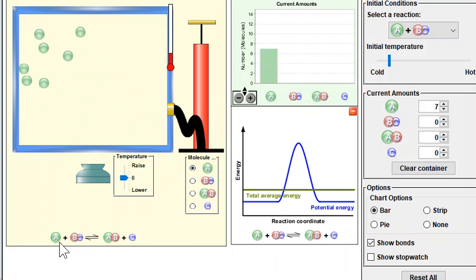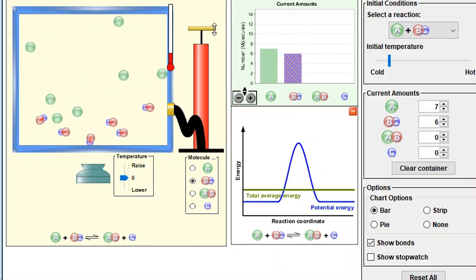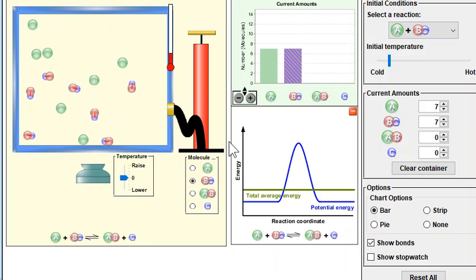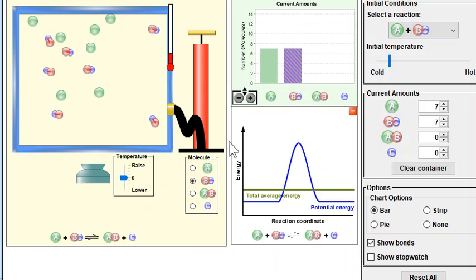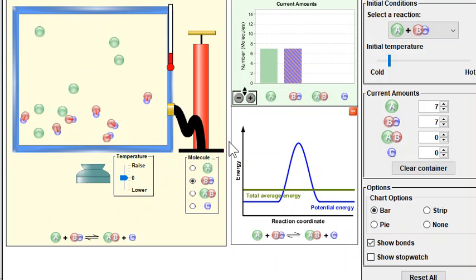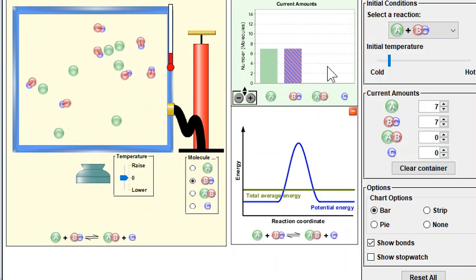Since A actually has to react with B and C, if we don't have B and C, the BC molecule, then no reaction is going to occur. One way I could make collisions occur is to add B and the BC molecule. So now that's bouncing around in there. There's a good number of collisions, but I'm not getting any product.